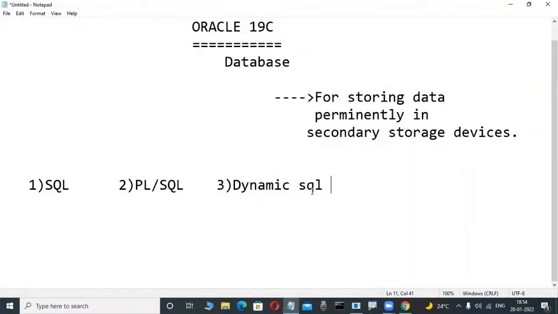SQL is a common one, but the syntaxes are different and also the functions are different. I'm already telling you.